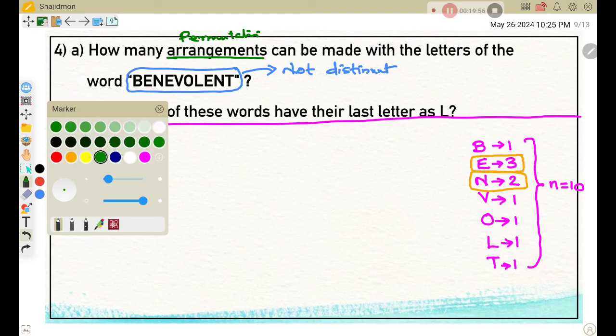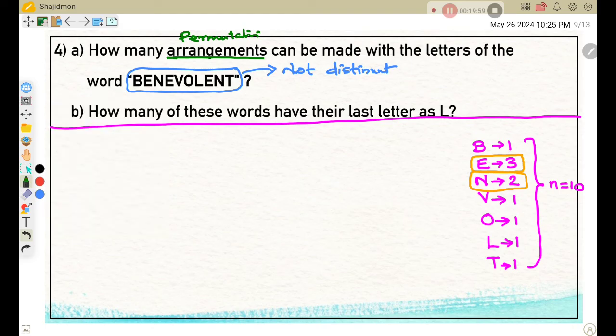So we will do the first part of the question. What is the first part of the question we need to do? How many arrangements, how many permutations can be made with the letters of the word benevolent? That means if you are writing, for example, T first, N first, E first, like that, how many permutations, how many arrangements can we create? So we can find the A part of the question first.